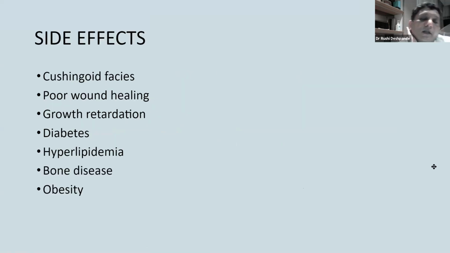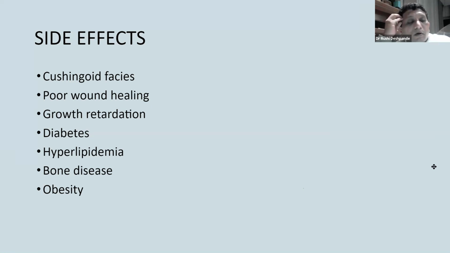Side effects, like I said, there are lots of them. If you ever ask a patient which one drug you should stop, if I promised you there would be no side effects, only one drug, they will always say steroids. Why? Because in younger patients particularly, there are the Cushingoid facies, so the looks change. Patients are very unhappy because they don't like how they look in the mirror.